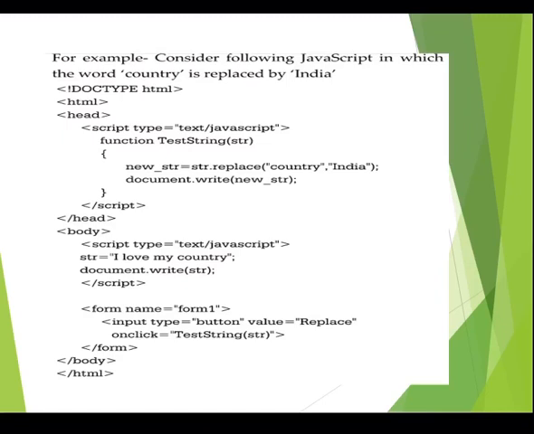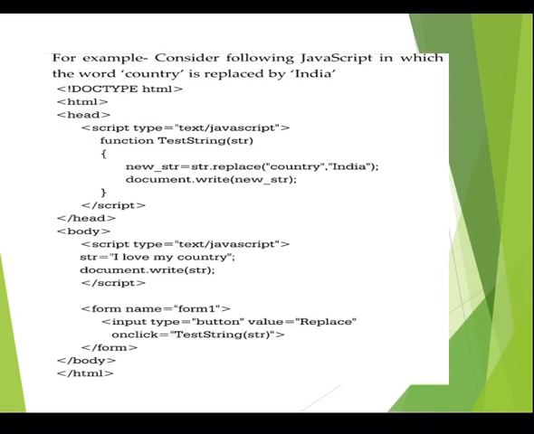So you will write country, comma India. Then document dot write in bracket new str will be placed. So inside the new str you will replace country with India. So document dot write in bracket new str will be displayed. Close script tag, close head, open body, again open the script tag. What is your original string? Str is equal to I love my country. And when you call the function, then you will display what? Document dot write str. Okay.